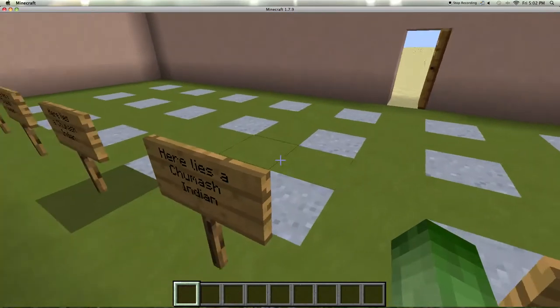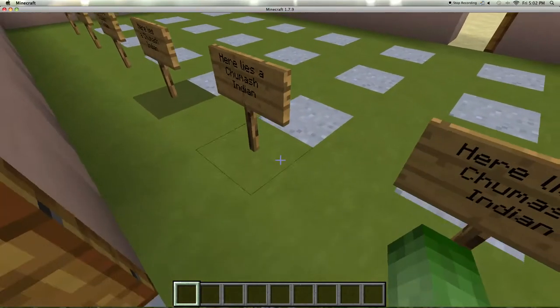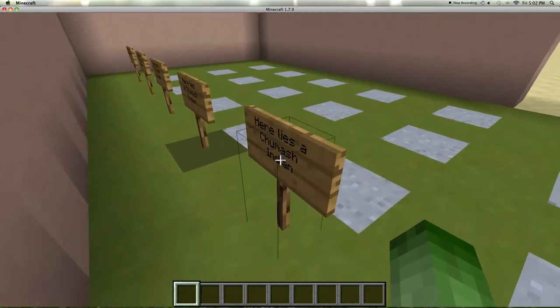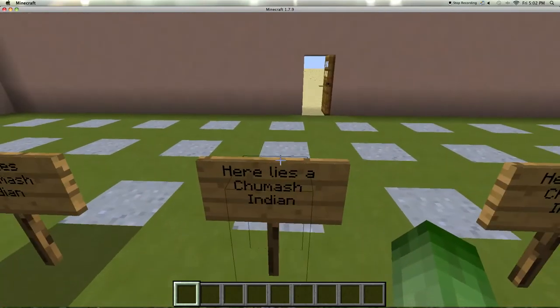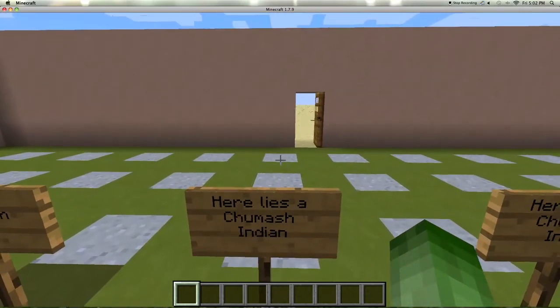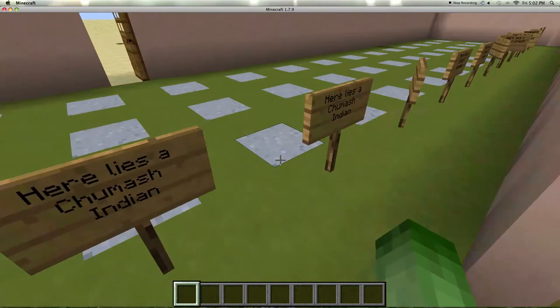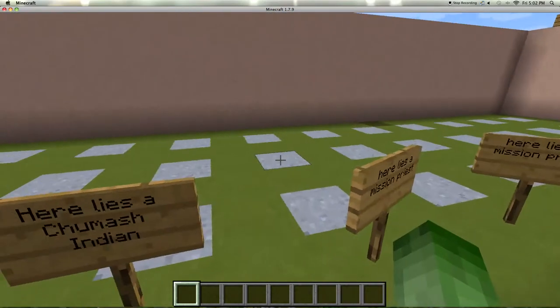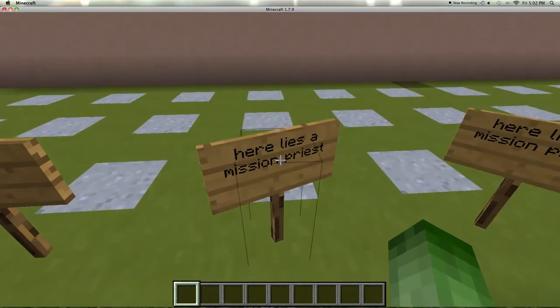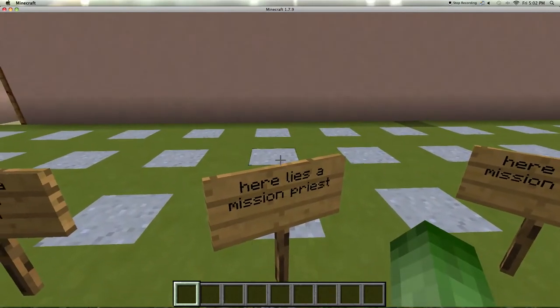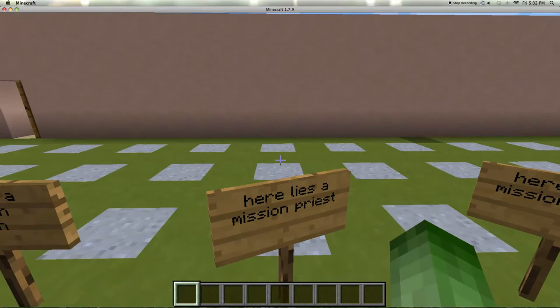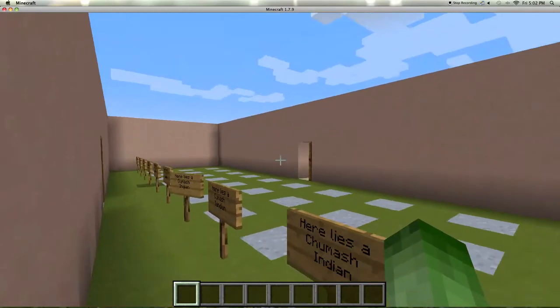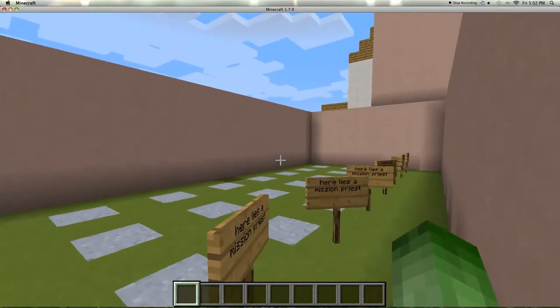So like I said, this is the cemetery, and there are signs here that say, "Here lies a true Mission Indian," and the idea is under each grave, an Indian would be buried there. And then, about halfway through, the signs switch to say, "Here lies a Mission priest," and it's pretty much the same as the Indians, but with priests. So yeah, that is the cemetery.